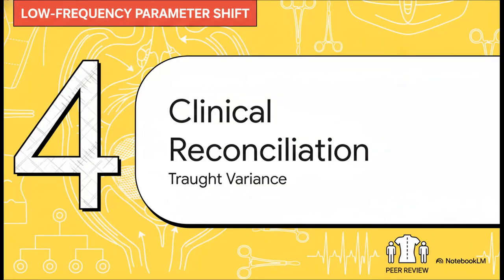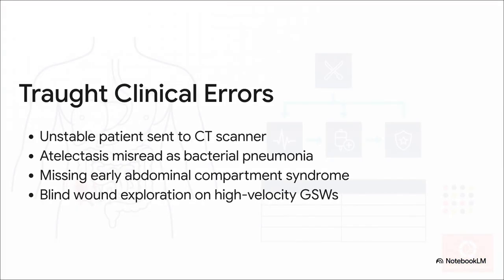All right, bringing it all together with Module 4, Clinical Reconciliation and Trot Variants. We're systematically cataloging easily missed surgical parameters. This is where peer-level clinical reconciliation separates a good outcome from a tragic one. Pay very close attention to these fatal workflow disruptions. Sending an unstable patient to the CT scanner, massive error. Misinterpreting day 1 post-op atelectasis as a bacterial pneumonia and hitting them with broad-spectrum antibiotics, another huge mistake.